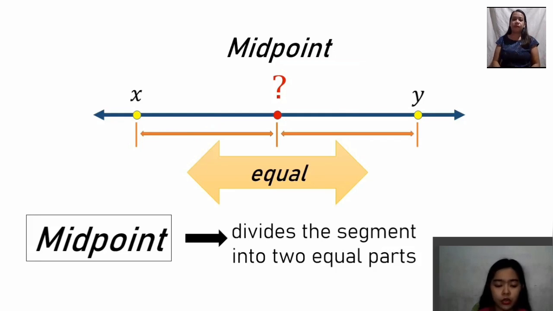Then what are now the coordinates of the point between X and Y? Do you have any idea on how we are going to find the coordinates of this midpoint? You're right. We can get the coordinates of the red point by solving the average of X and Y. Thus, its coordinate is (x plus y) all over 2.